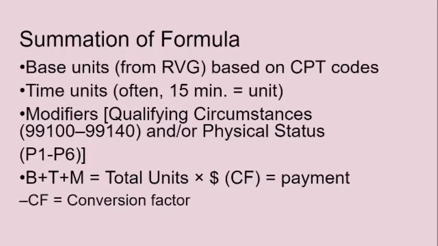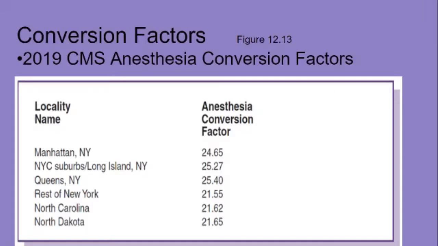So if you go back and you see we're doing the summation formula, look at the very bottom, B plus T plus M equals your total units times your conversion factor. So if you were in North Dakota, you would times that number times 21.65, and that gets how much you're going to bill out.